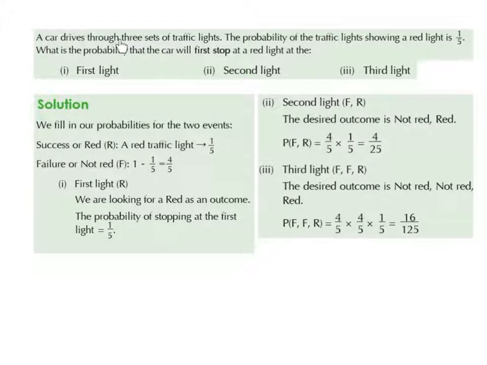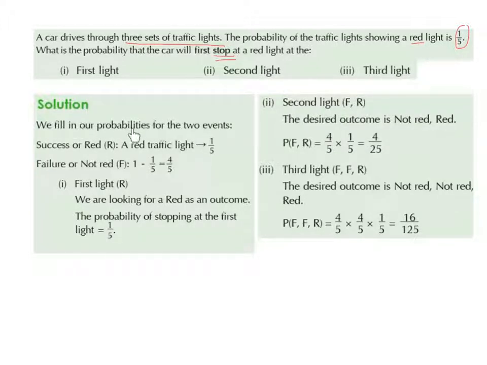A car drives through 3 sets of traffic lights. The probability of the traffic lights showing a red light is 1 over 5. What is the probability that the car will first stop at a red light at the first light, second light, and third light?